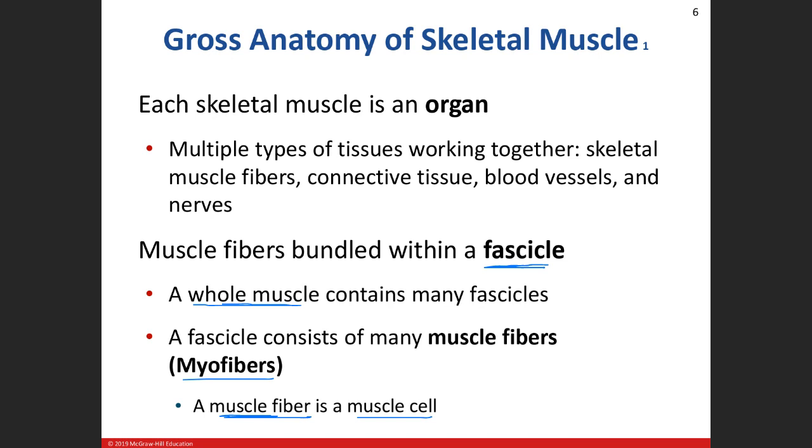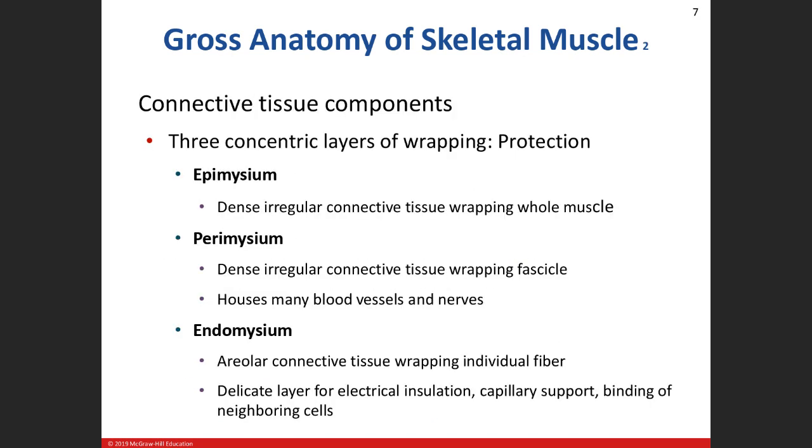The endoneurium covers each individual neuron, helps to insulate it, and separates it from other neurons. We're going to see something similar here with the muscle. We have 3 layers, and their job is to protect the tissue inside of them. I'm going to start down here with the smallest and work my way up.